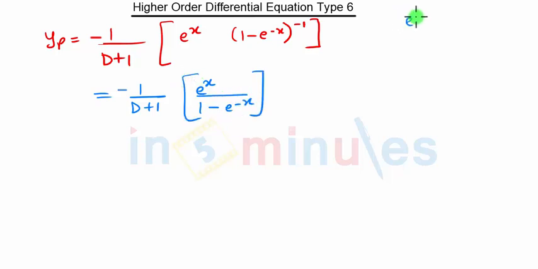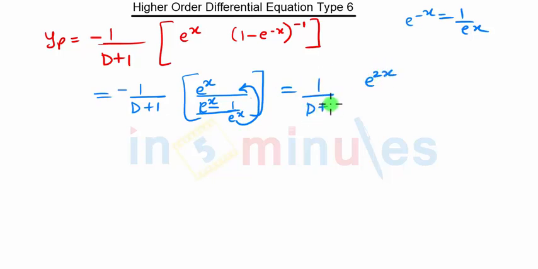We can write e raised to minus x as 1 upon e raised to x. So here it will become 1 upon e raised to x. I am cross multiplying, so here it will be e raised to x minus 1 upon e raised to x, and this e raised to x will go in the numerator. It will become e raised to 2x, and in the denominator we will have e raised to x minus 1.